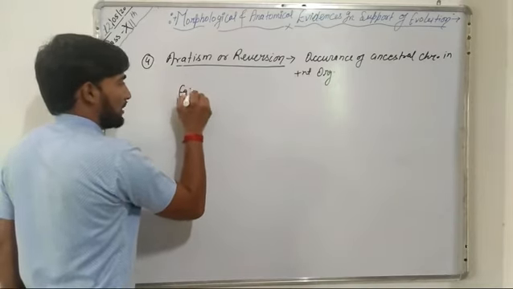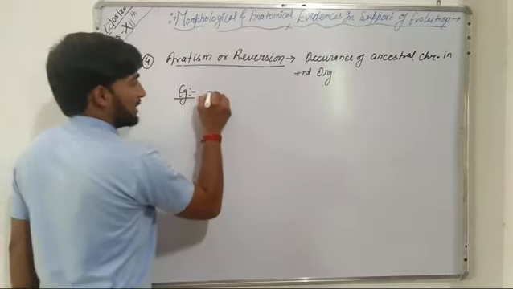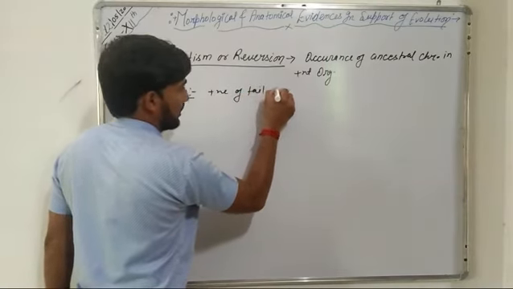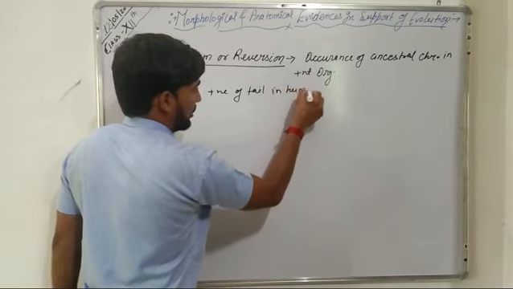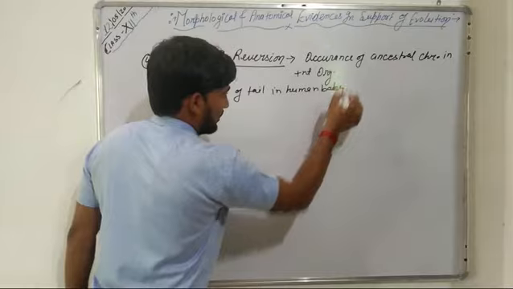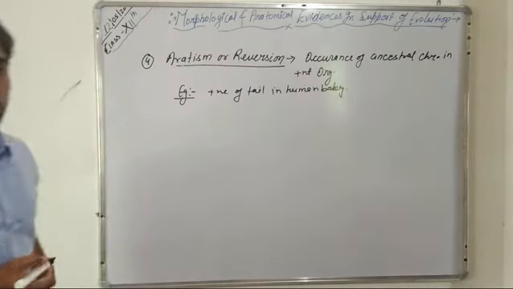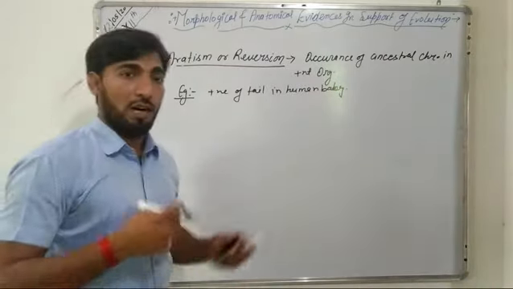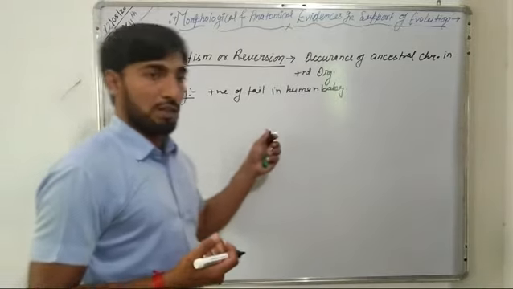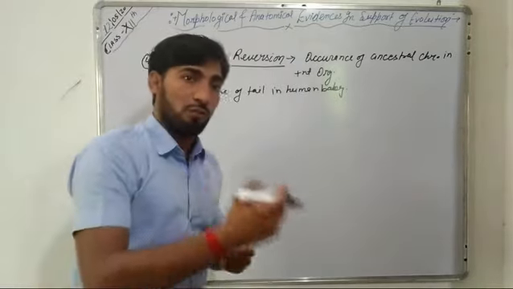The example includes the presence of a tail in a human baby. It is atavism. This tail was in our ancestral character, and still the human baby is born with this tail, so it is the process of reversion.